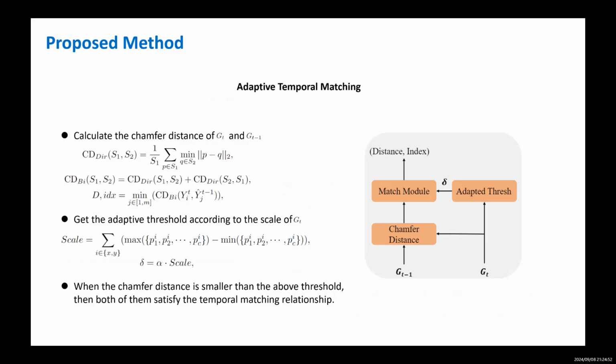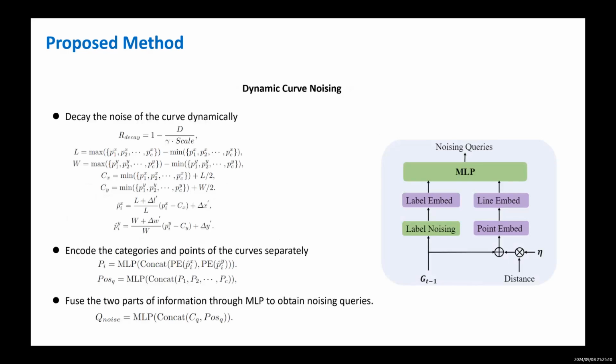First, we calculate the chamfer distance of gt and gt-1, and then we get the adaptive threshold according to the scale of gt. When the chamfer distance is smaller than the threshold, then both of them satisfy the temporal matching relationship. When transforming the ground truth of the previous frame to the current frame based on equal motion, the stream noise for different instances has no significant change. The small variance may easily lead the model to overfitting.